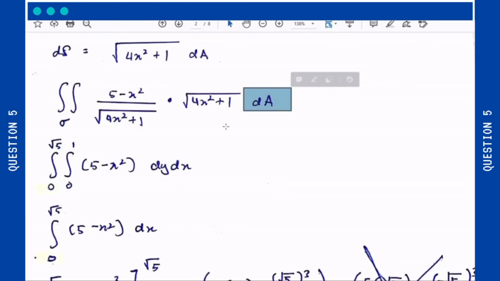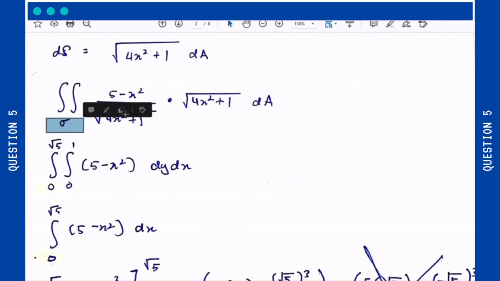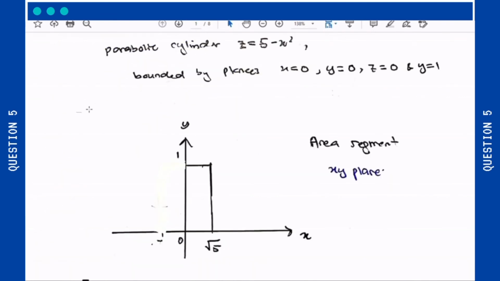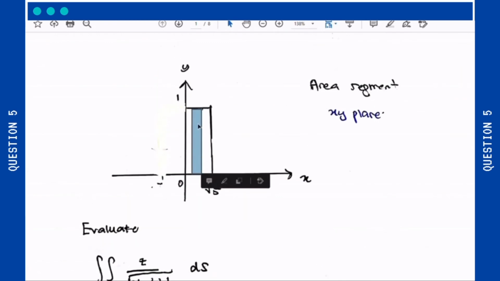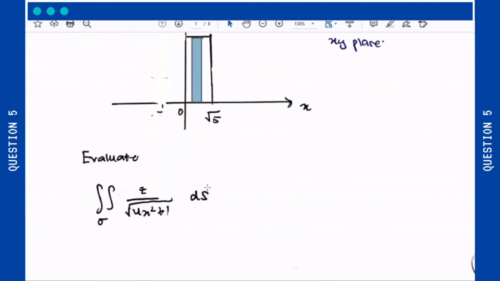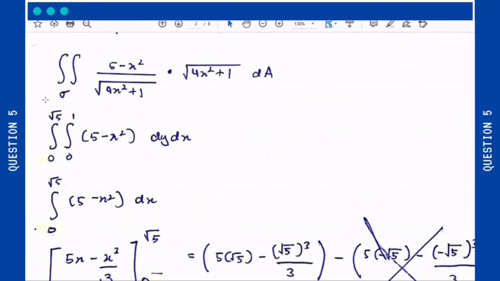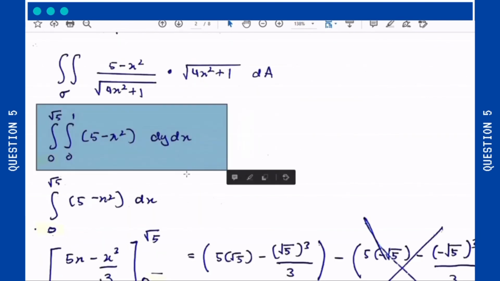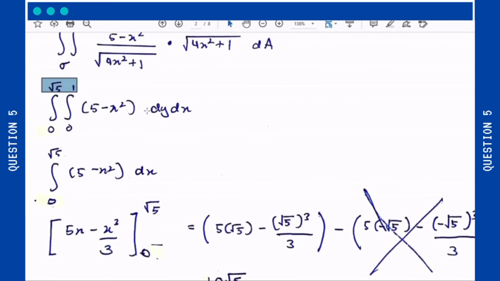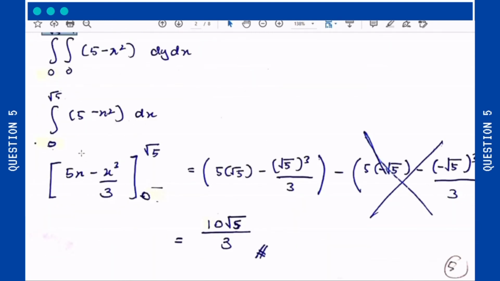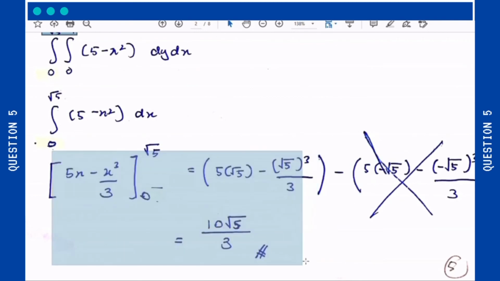For dA, what is the value that we want to put at the sigma, which is dA as we took it here. So I use type 1, this is a rectangle. Y is limited from 0 to 1, and x is limited from 0 to square root of 5. And then, as I stated here, make sure that you put the values correctly. Integrating dy, you will get here, and the same for dx. This is the final result.